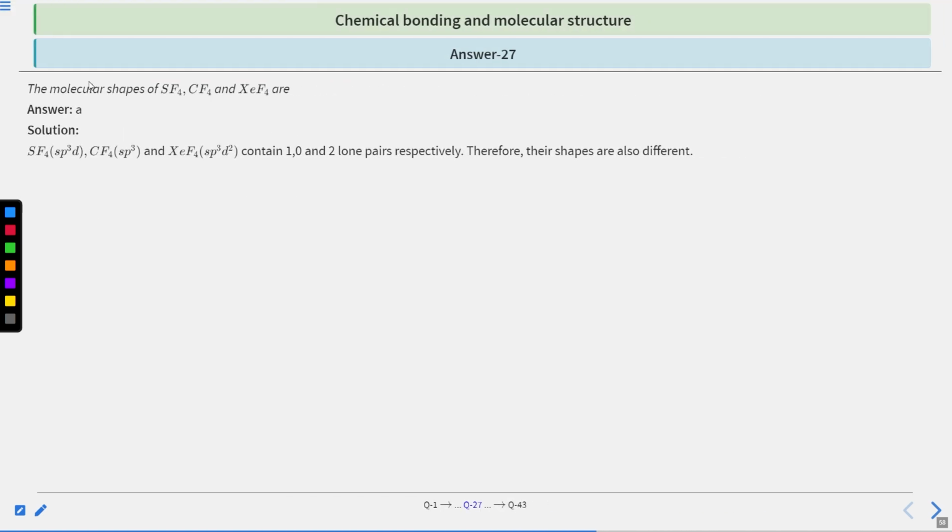Okay. So the correct answer is option A. SF4, which has sp3d hybridization, CF4 having sp3 hybridization, and XeF4 having sp3d2 hybridization, contain 1, 0, and 2 lone pairs respectively. Therefore, their shapes will also be different because they have different numbers of lone pairs and different types of hybridization present in them. Hence, option A is the correct answer.